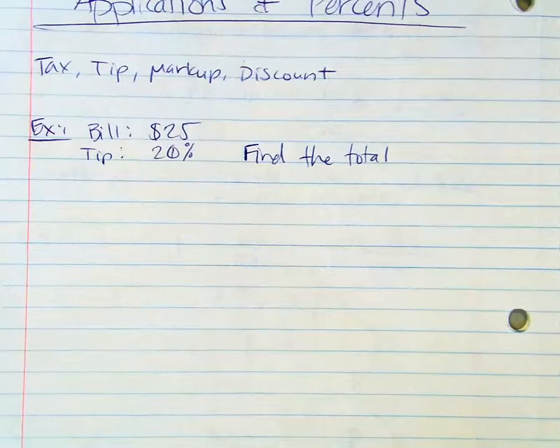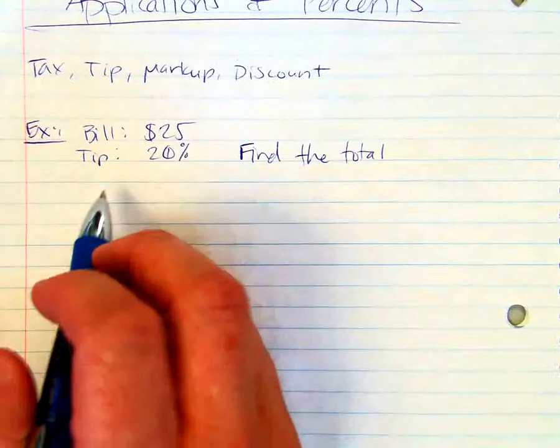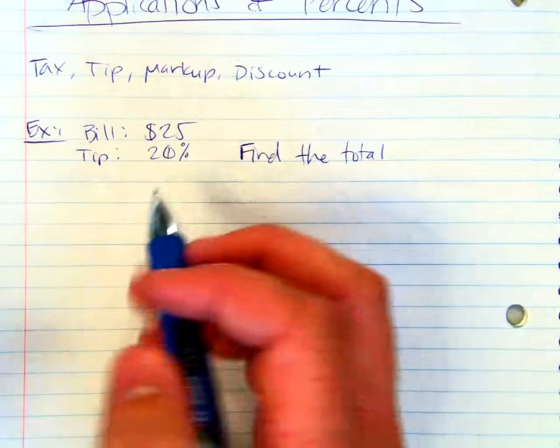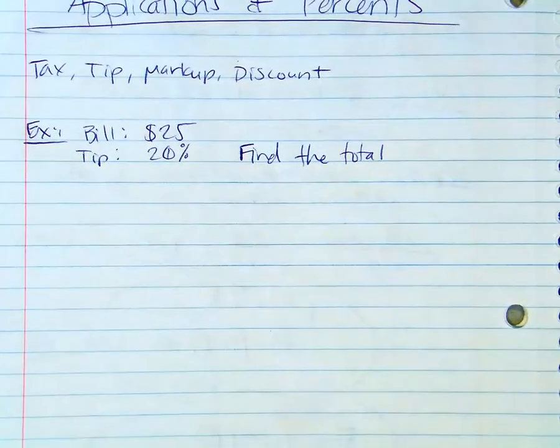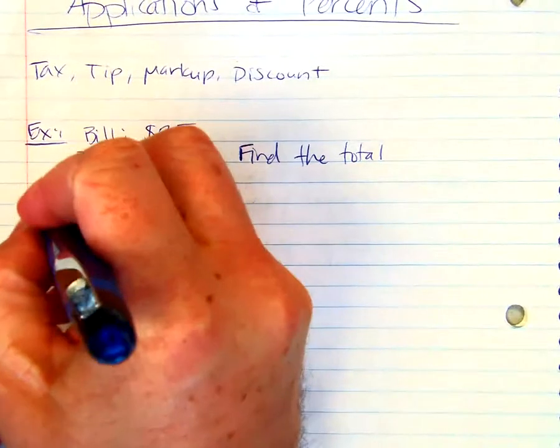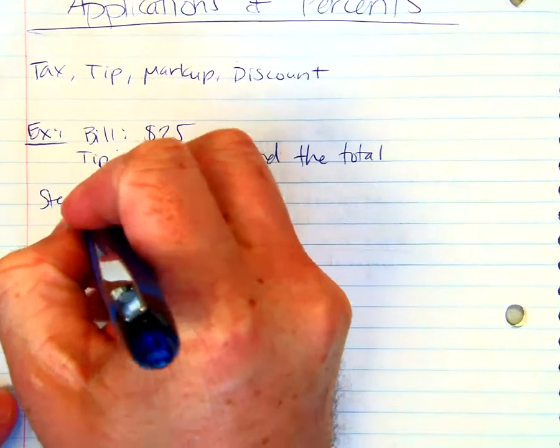There are two steps to this process. First is we need to find what the tip actually is. They told us 20%, but I'm not going to reach into my wallet and pull out 20%. Right? You're going to reach in your wallet and pull out a certain amount of money. So we need to find that amount of money. So step one, we need to actually calculate the tip.